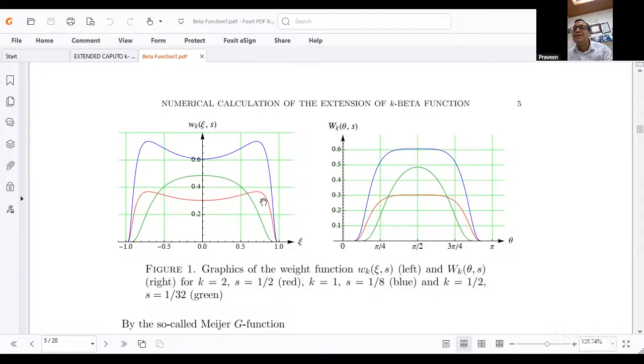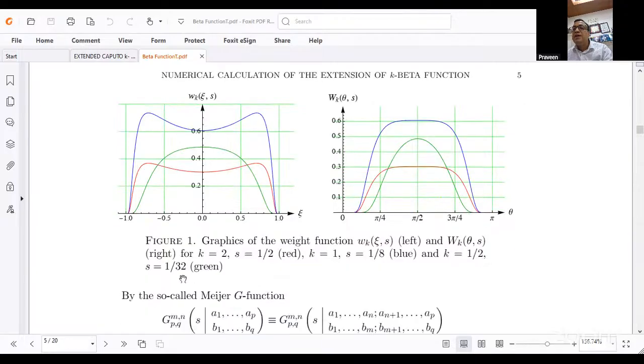This is the red line showing here, and similarly the red line here. And k equal to 1 and s equal to 1 by 8 is the blue line. This one, this is the blue line. And k equal to half and s equal to 1 by 32 is the green line. So you can see that here, this is the green line showing in both the graphs.